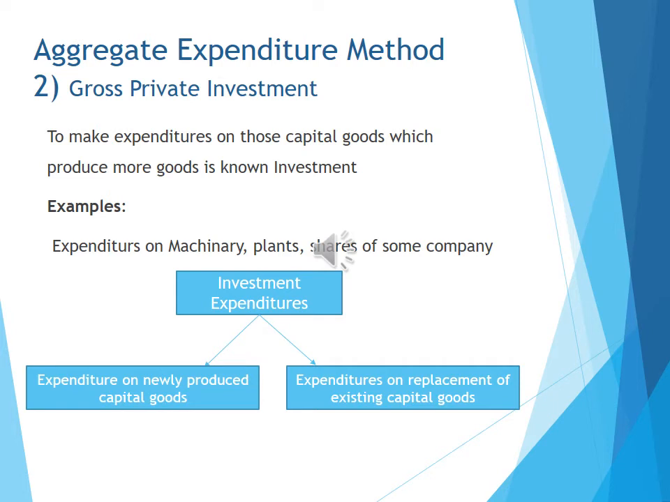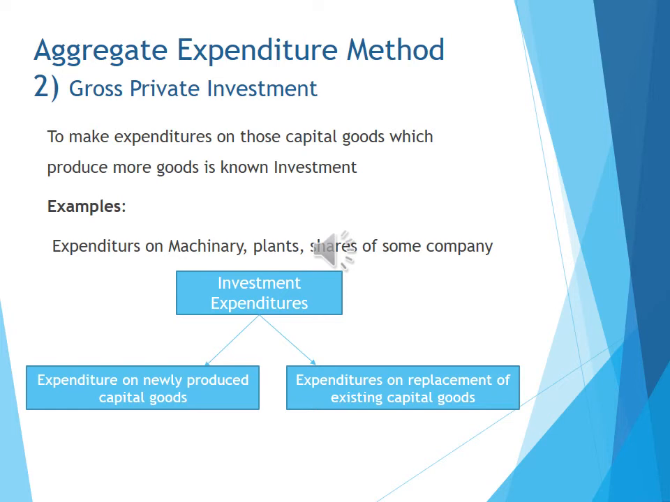The second component of aggregate expenditure is gross private investment. To make expenditures on those capital goods which produce more goods, especially the consumer goods, is known as investment. For example, expenditures on machinery, plants and shares of some company.